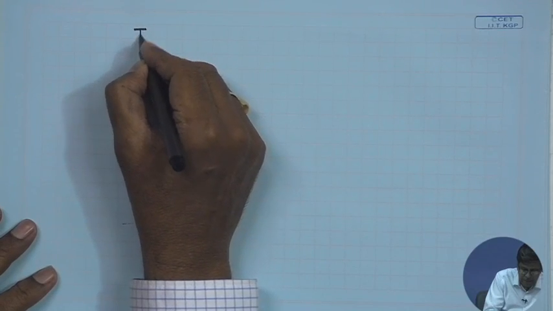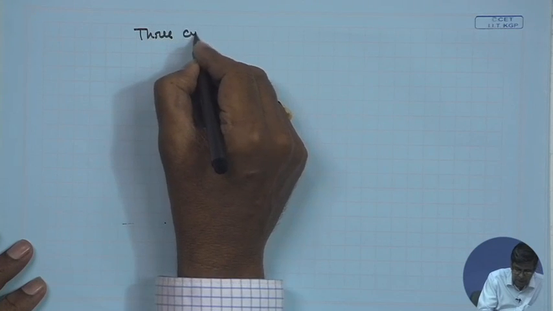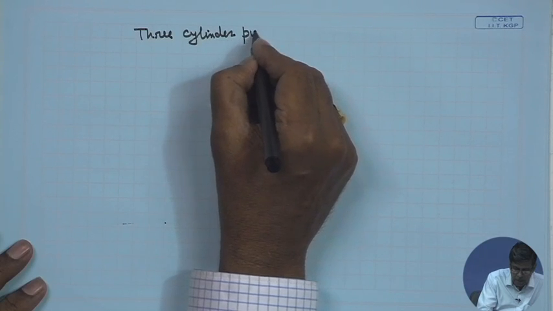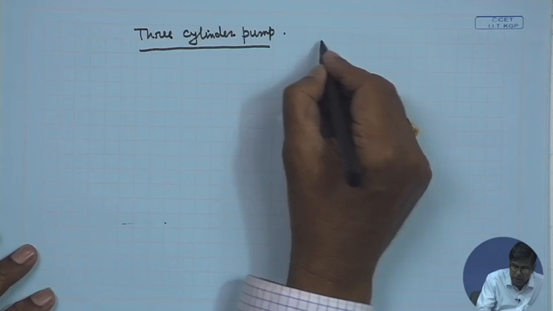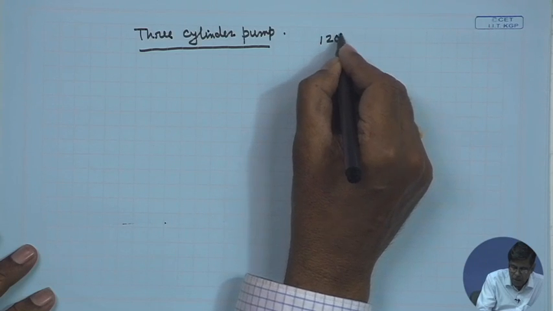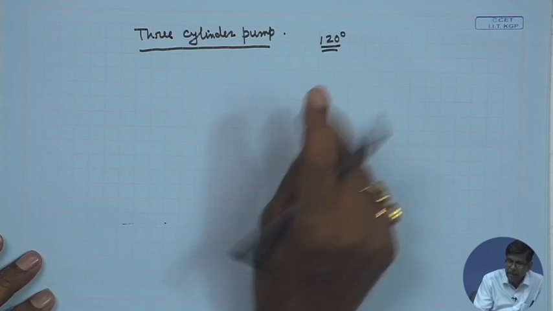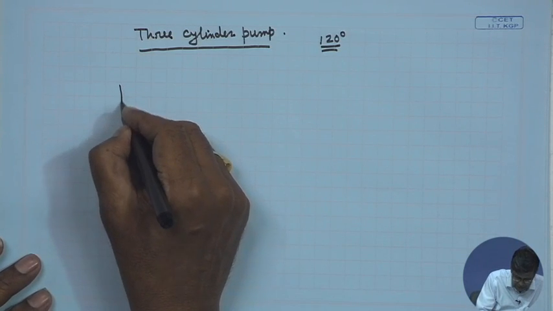Let us give an example of how this works. Let us consider a 3-cylinder pump, whose cylinders are spaced 120 degrees apart in crank angle. The crank has a rotation of 360 degrees. So, how does it work? Let us see.